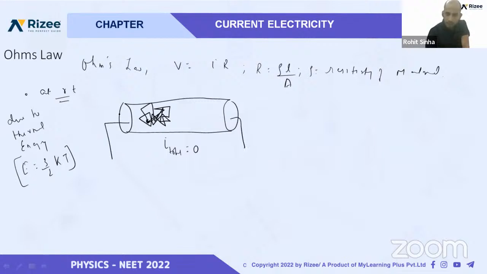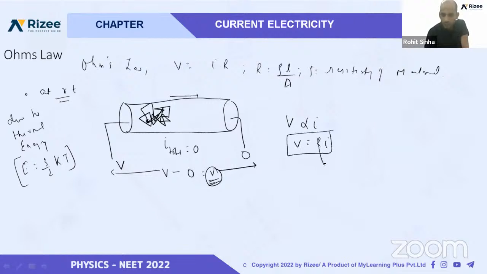So we will apply some potential V here, and suppose 0 here. Then the potential difference will be V minus 0, which is equal to V. When this V is increased, what happens? Current is increased. So we say V is directly proportional to I. And when we remove the proportionality sign, a constant appears here, and the constant is called resistance. We will see how it depends on all those things further.